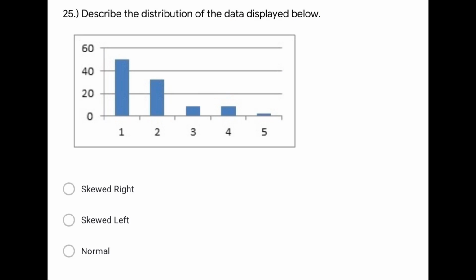Describe the distribution of the data displayed below. Remember we talked about if things were skewed to the left, skewed to the right, or normal. If it's positive or negative. So you need to decide, is this data skewed right, skewed left, or normal?